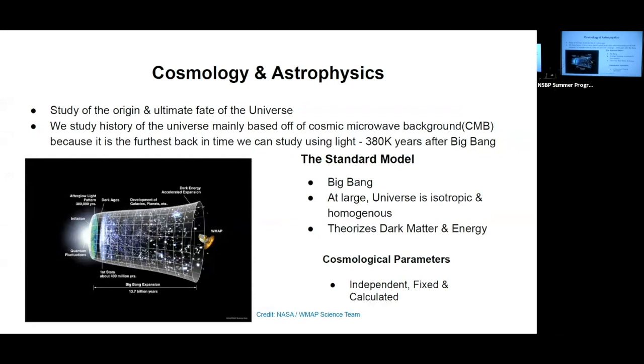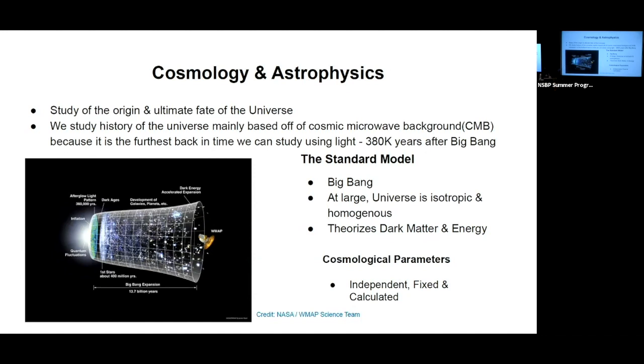Before we discuss what cosmic parameters are, let's discuss the general background of this subject. The basic idea of cosmology and astrophysics is to study the origins of the universe and what its fate is. So to study this, we need to find out how physical quantities act. The main source of data we currently have is the cosmic microwave background, which was found after the Big Bang. It was almost 380,000 years after the Big Bang.